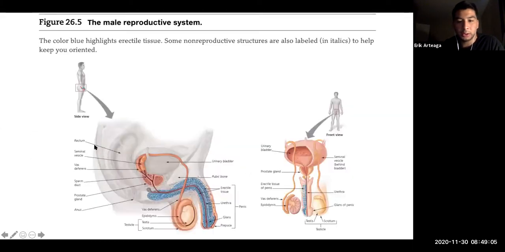ejaculatory fluid. Okay, be able to identify the key parts, right? So be able to identify the vas deferens, be able to identify the epididymis, which stores the sperm, the testicle. You should be able to identify the prostate and the bladder, as well as the seminal vesicles. Just the key components. Okay.